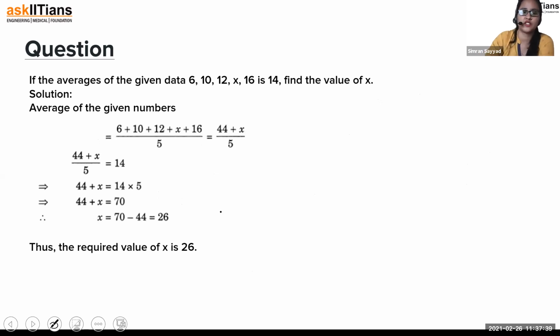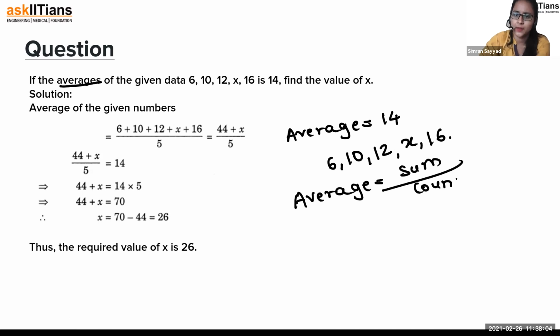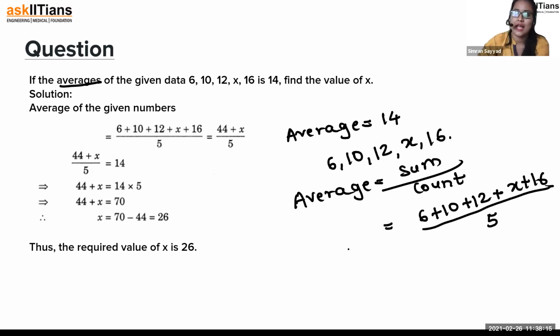Now we have another question which is on average. If the average of the given data is 14, find the value of X. So average they have given. The set of data is 6, 10, 12, X, 16. So what is average? Average is nothing but your sum upon count. What is your sum? 6 plus 10 plus 12 plus X plus 16, divided by the count. What is your count? 1, 2, 3, 4, 5. And the average is given here. So simply you have to solve.